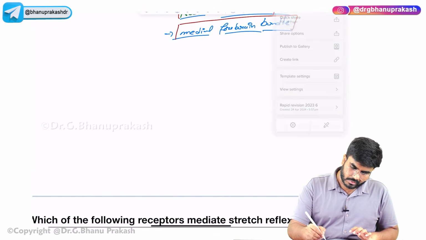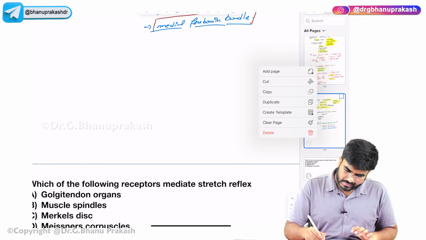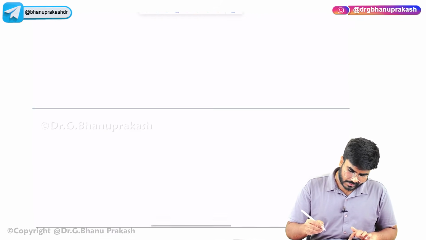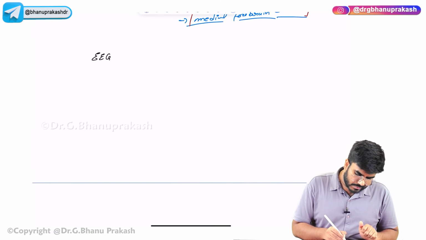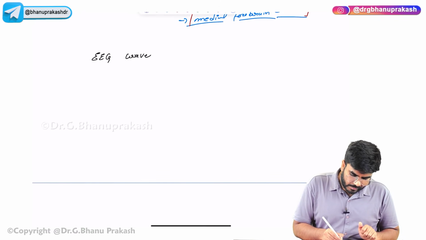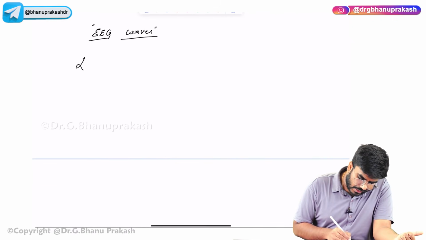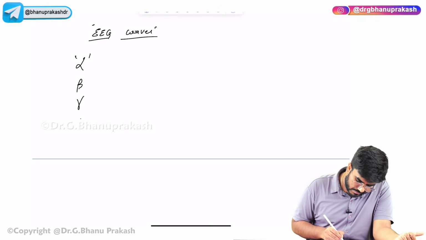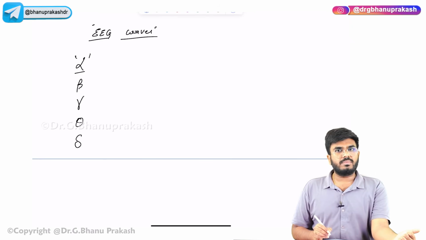Now let me explain the EEG, the different EEG waves which you should know for your exam. If you measure the electrical activity of the brain, you are going to get EEG waves. What are the different EEG waves? There are alpha waves, beta waves, gamma waves, theta waves, and delta waves. Alpha waves are called Berger waves.